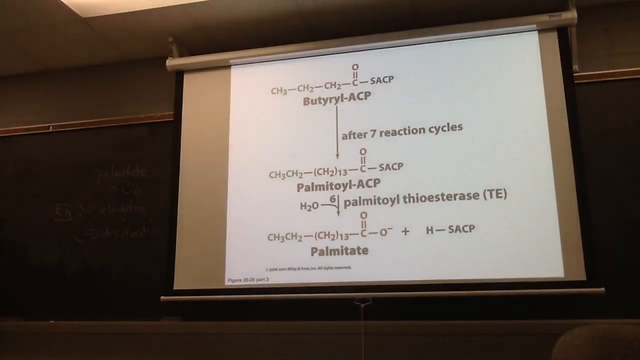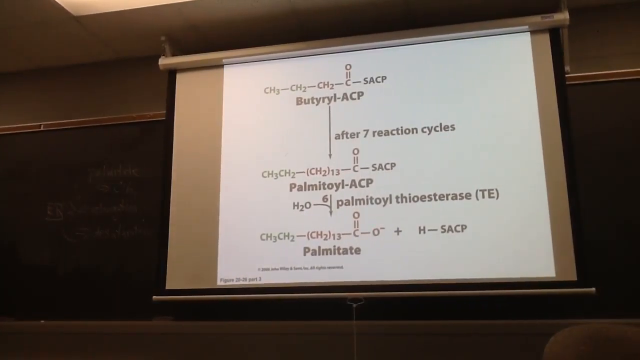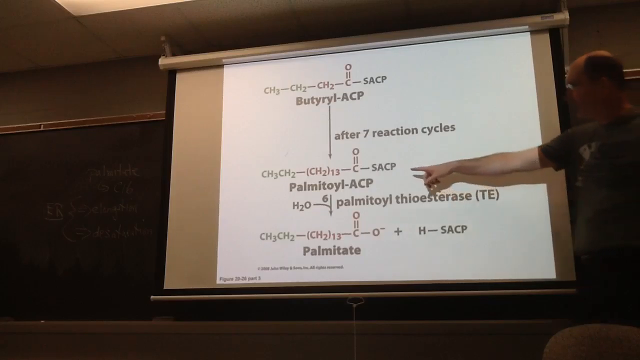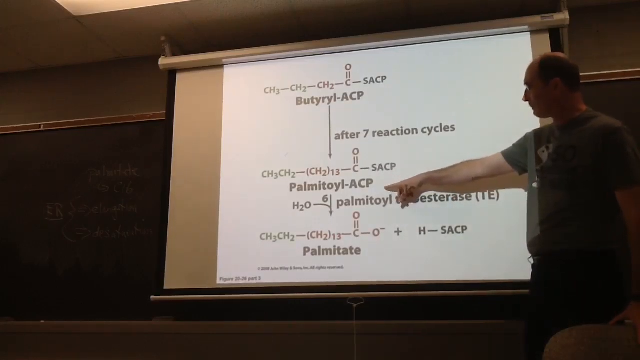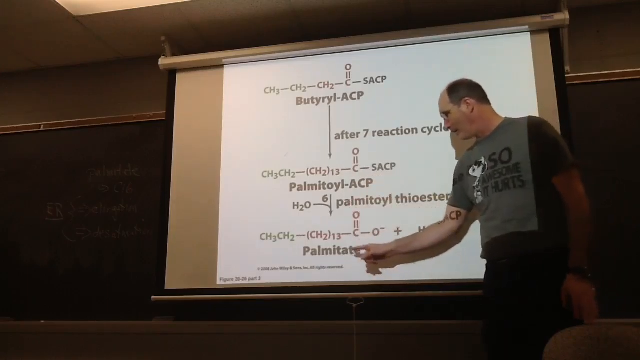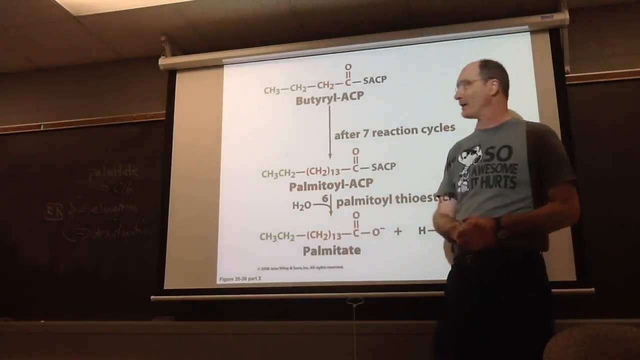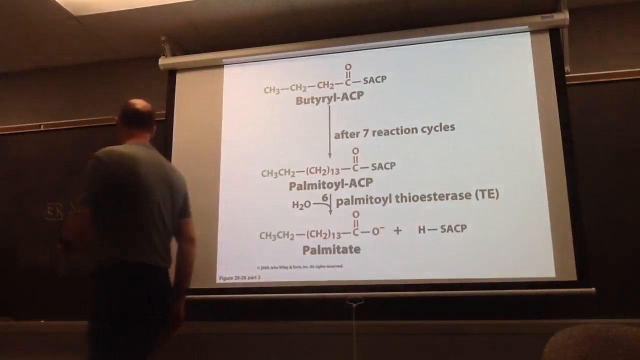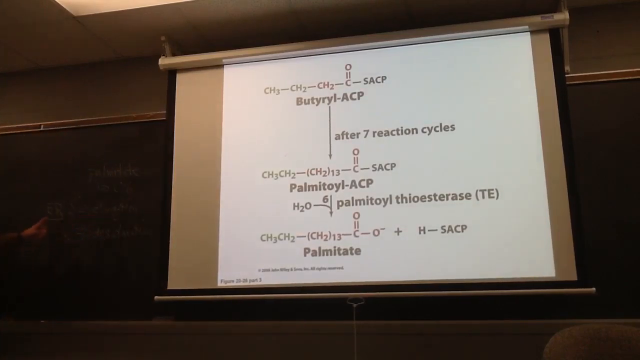So that continues. We get 7 reaction cycles to get the palmitoyl acyl carrier protein. When you get the palmitate, the thioester is hydrolyzed, and that is released as palmitate. Any further elongation and desaturation occurs in the endoplasmic reticulum.